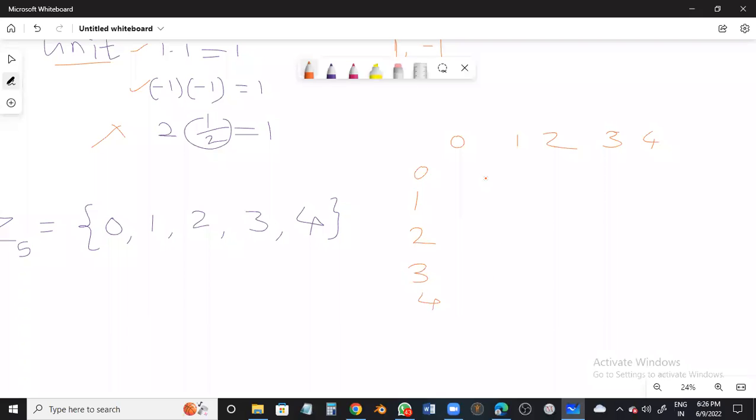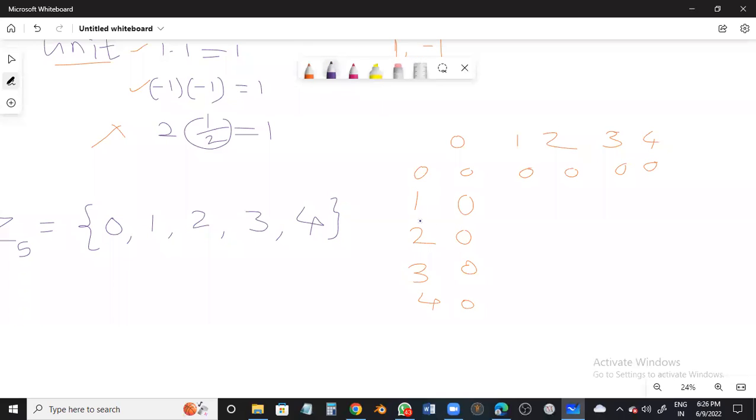So you can see if I multiply by 0, every number goes to 0. So talking of unit element, we never think of 0. 0 is no unit. 0 is not there.